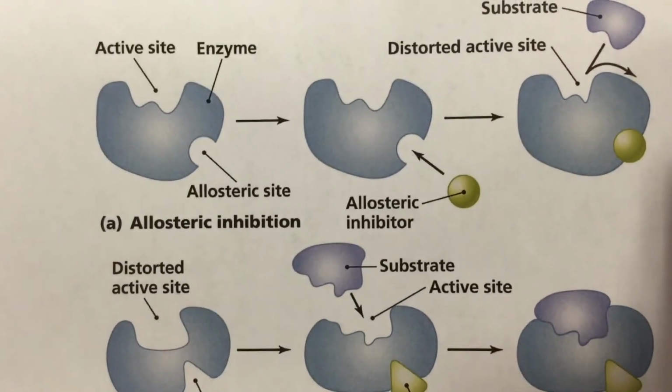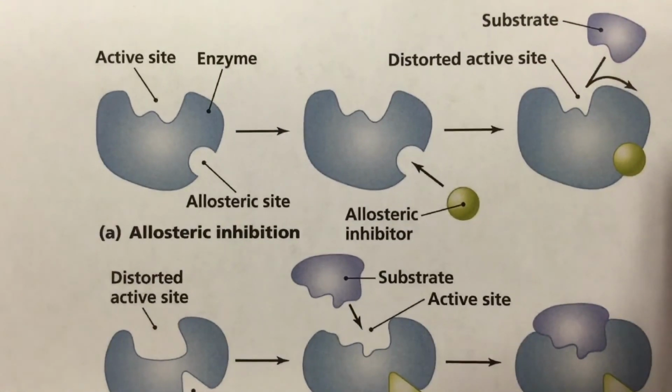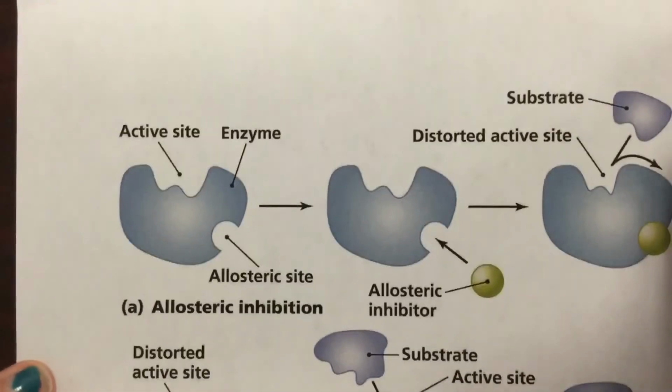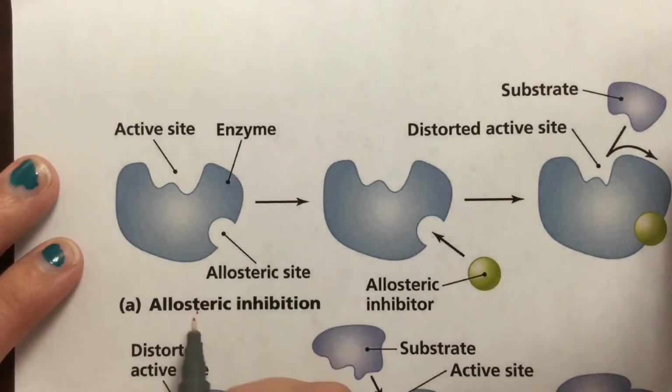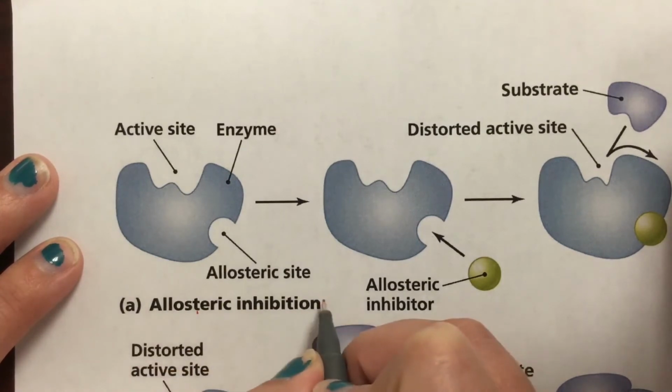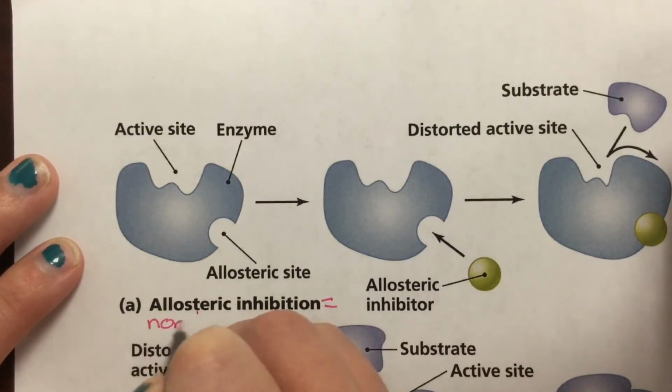The last part of this whole enzyme thing is there's this thing called allosteric inhibition. We just saw that. That's actually really what we just saw is allosteric inhibition. That's another name for that non-competitive. So allosteric inhibition is the same as non-competitive.